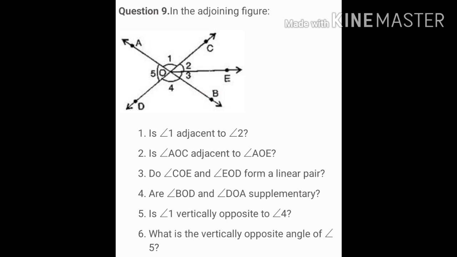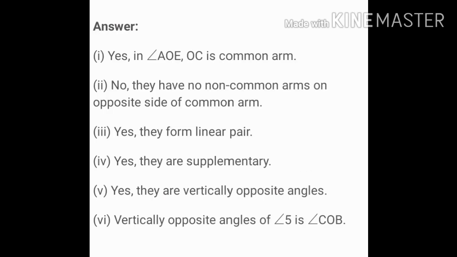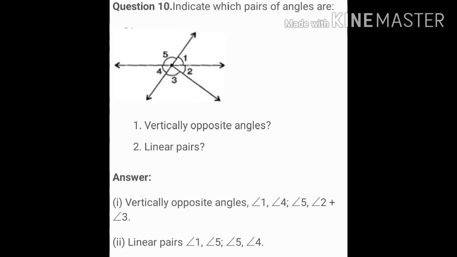So in the first, is angle 1 adjacent to angle 2? Yes, I told you that they have a common vertex. So definitely angle 1 is adjacent to angle 2. Is angle AOC adjacent to angle AOE? No, they have non-common arms on opposite sides of the common arm. Third part, yes, these two angles form a linear pair. In the fourth part, yes, they are supplementary because the sum of these two angles is 180 degrees. Fifth part, they are vertically opposite angles, and in the sixth part, the vertically opposite angle of angle 5 is angle COB.